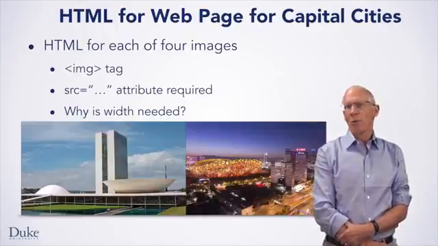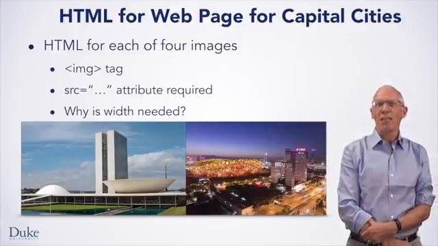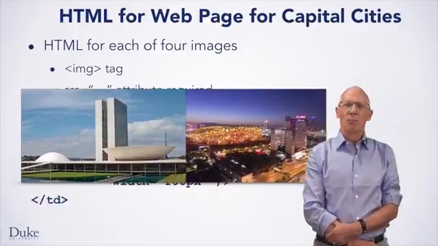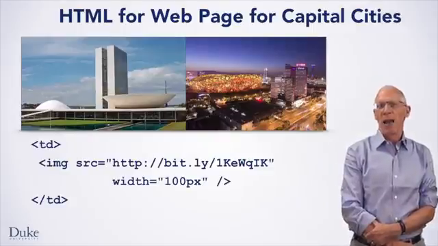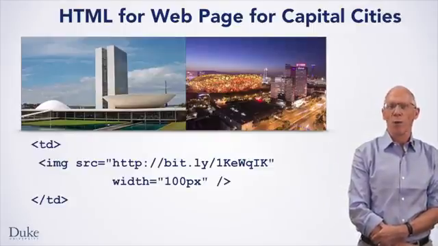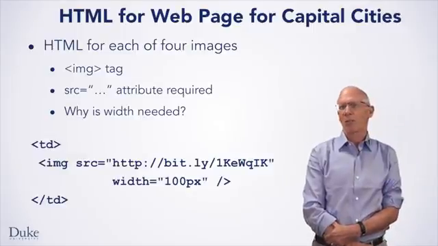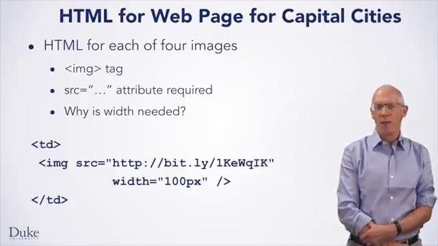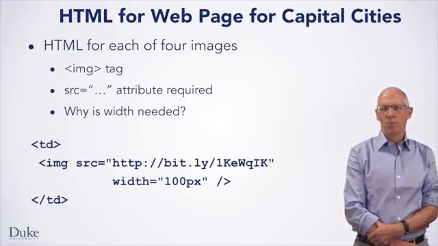The width attribute is optional, but we'll need it because the photos we've chosen each has a different width. The source and width attributes together specify what photo is displayed and how wide the photo is on the web page. We want each photo to have the same displayed width of 100 pixels, even though the original photos may have different width. The width attribute makes this possible.